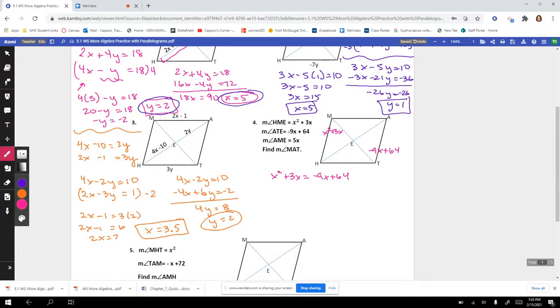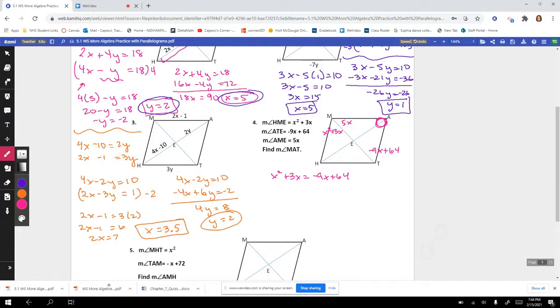And I also have the measure of angle AME. AME is equal to 5x. And then the last thing they're asking us is to find the measure of angle MAT. So this angle right here. Now, in order to do that, I only have one variable here. I'm not looking at two variables, so I don't need to use a system.